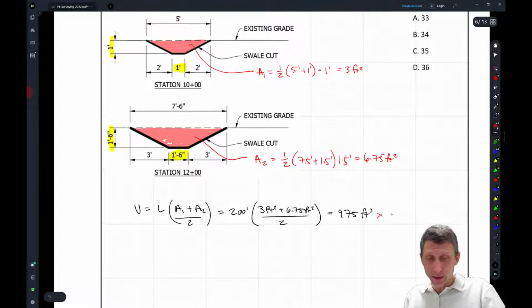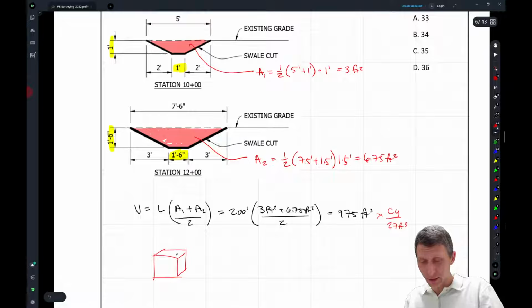A cubic yard is, do you remember? 27 cubic feet, right? So it's just a box that is 3 feet by 3 feet by 3 feet, right? So that's a cubic yard. So that's 27 cubic feet, right? Or I could do feet cubed.